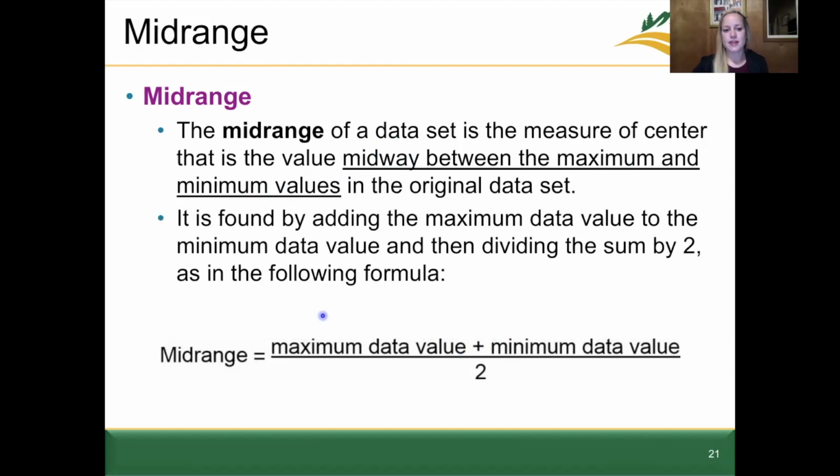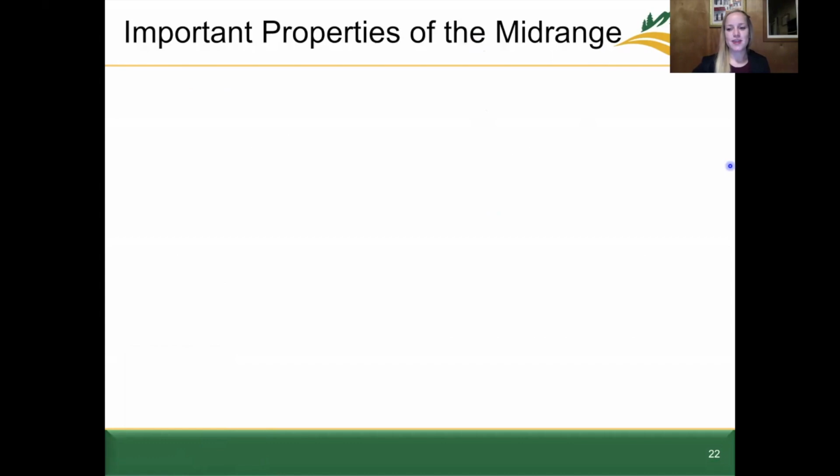Again, it's stated here, it's found by adding the maximum data value to the minimum data value, then dividing the sum by 2. This does require us to know the maximum data value and the minimum data value in our data set. Now let's get into some important properties of the mid-range.